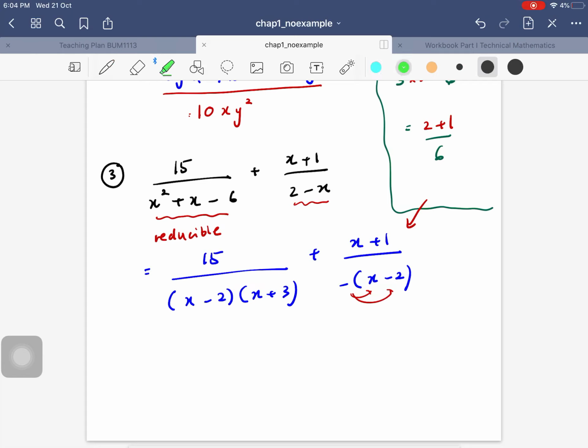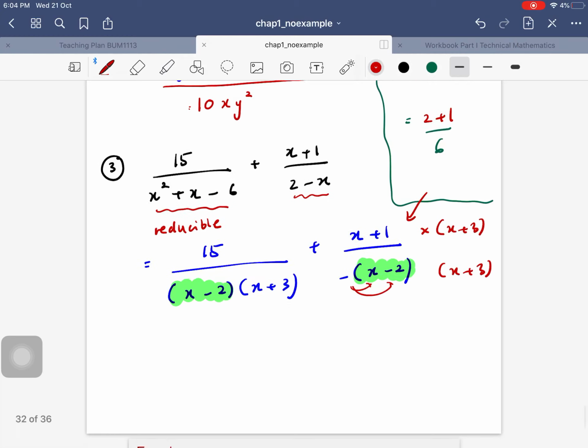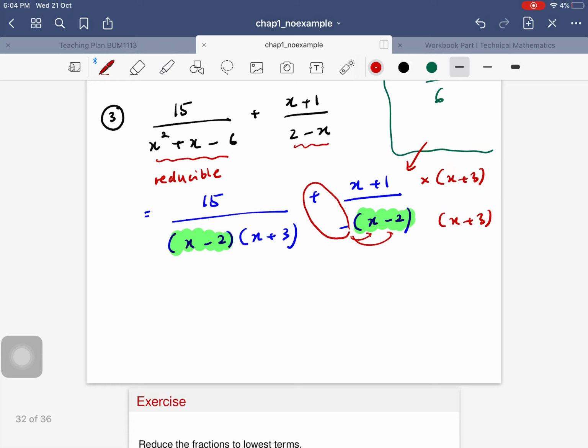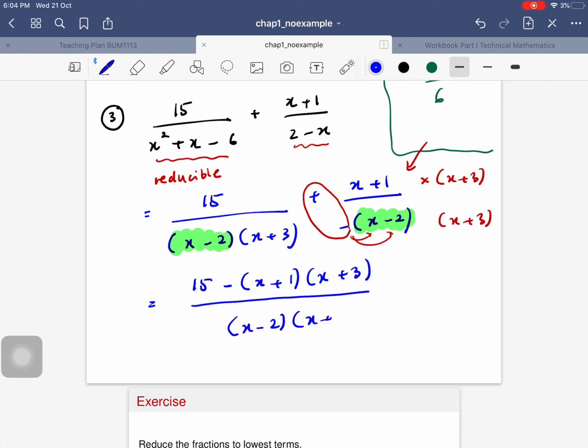So that is the same thing that I'm going to apply over here as well. The thing is that this factor, I already have x minus 2, so this x minus 2 is going to be there as well. Therefore, I'm simply going to multiply this top and bottom by x plus 3. So that is what is not there. And again, how do we deal with the plus and the minus? We know that plus multiplied by minus is going to be minus. And so what happens is that I'm going to end up with 15 minus x plus 1 multiplied by x plus 3, and at the bottom it's going to be over x minus 2 multiplied by x plus 3.